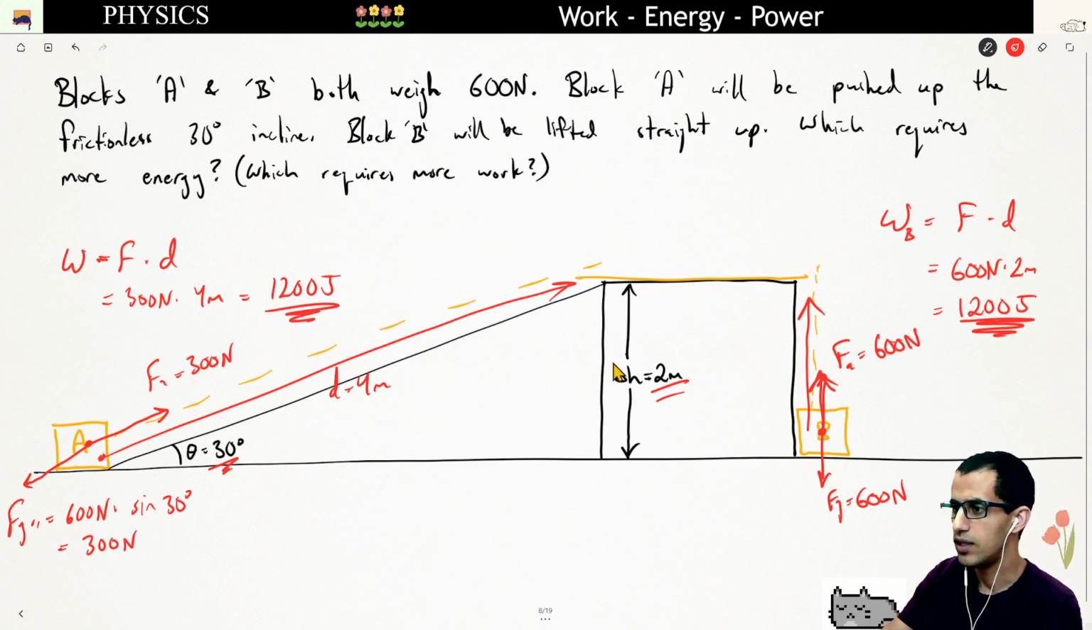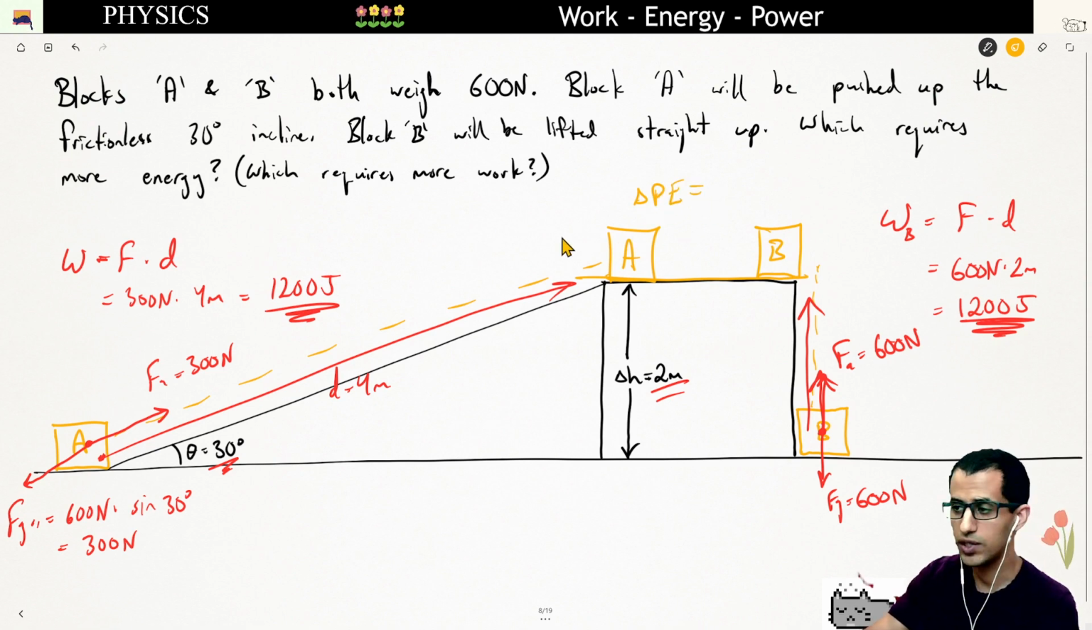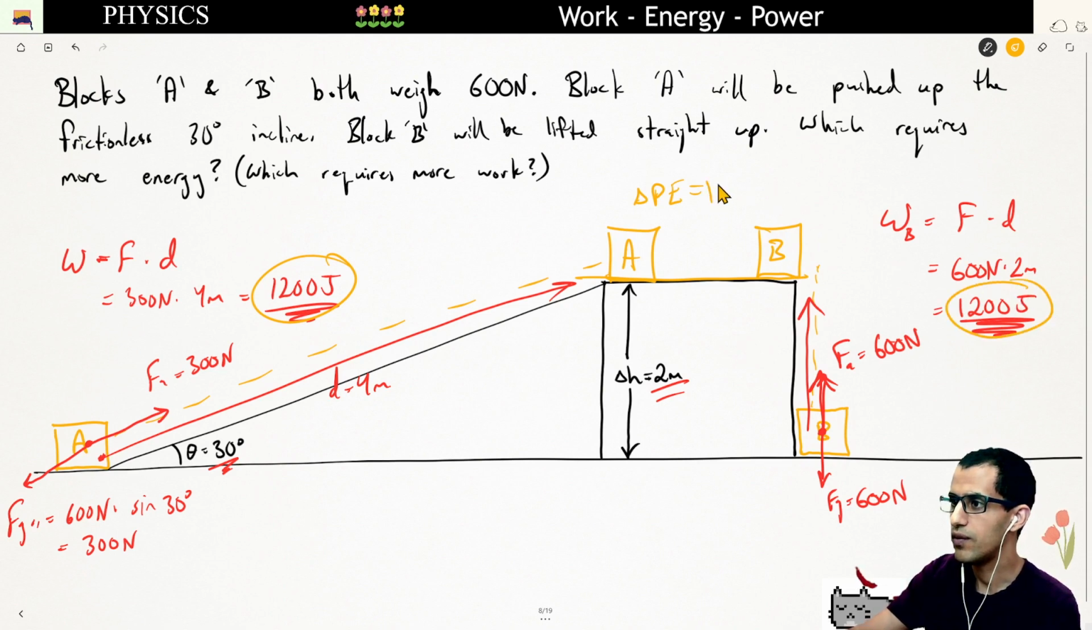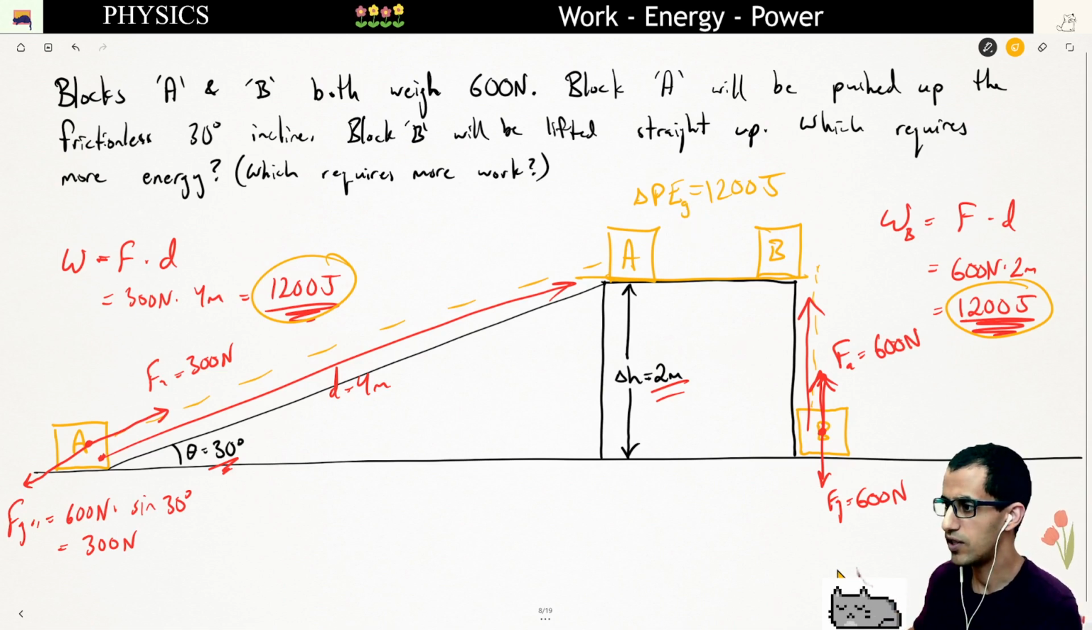So the work done in lifting block B is equal to the same work in pushing block A up this ramp. And we can predict that they're the same because they both end up with the same change in height, and so they both have the same change in potential energy. The change in potential energy for both of them is going to be equal to the work done. So they both have a change in potential energy of 1200 joules, and this is gravitational potential energy.